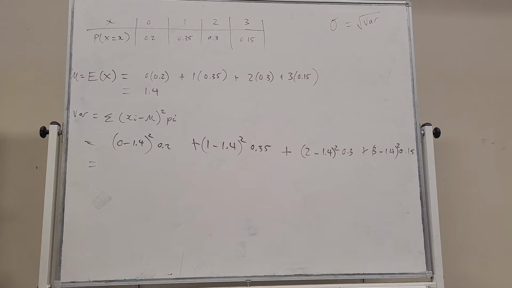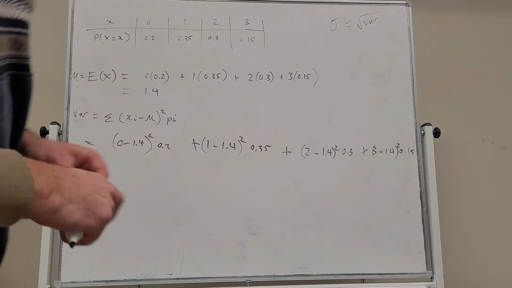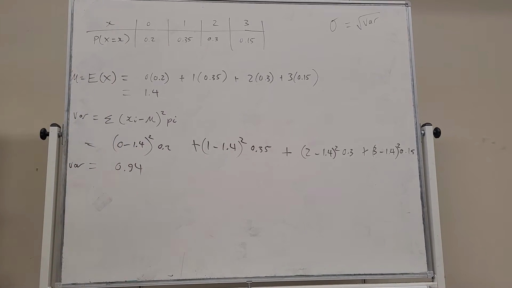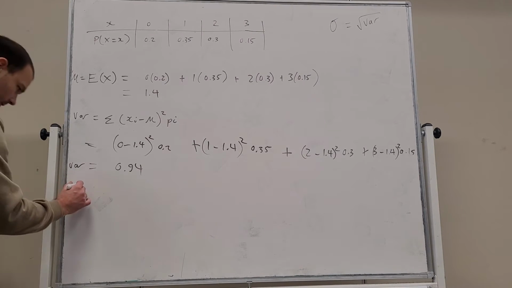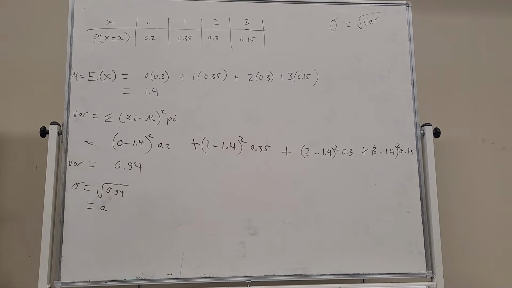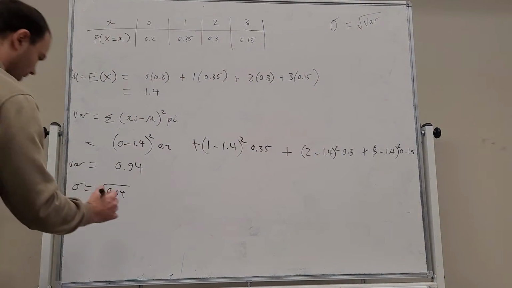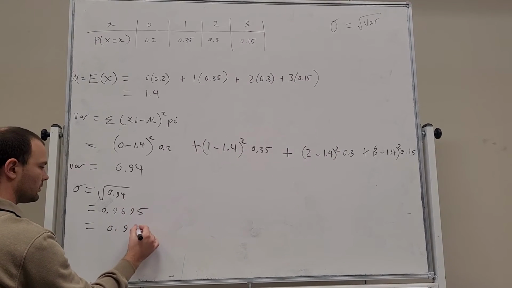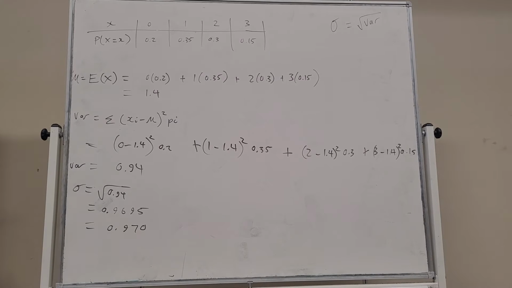Okay? We can crunch that in our calculator. And we got 0.94. That's the variance, 0.94. And then the standard deviation is the square root of the variance. And I got 0.9695. And I've stated it there to 3 significant figures.